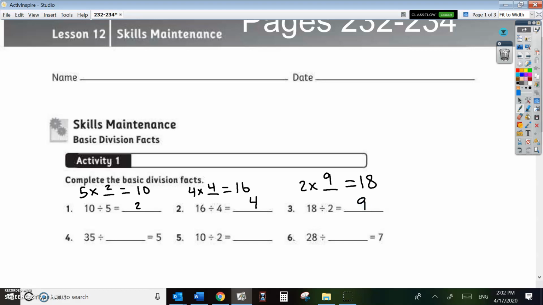35 divided by something equals 5. Flip it around. 5 times something equals 35. 5 times 7 is 35, so 35 divided by 7 is 5.